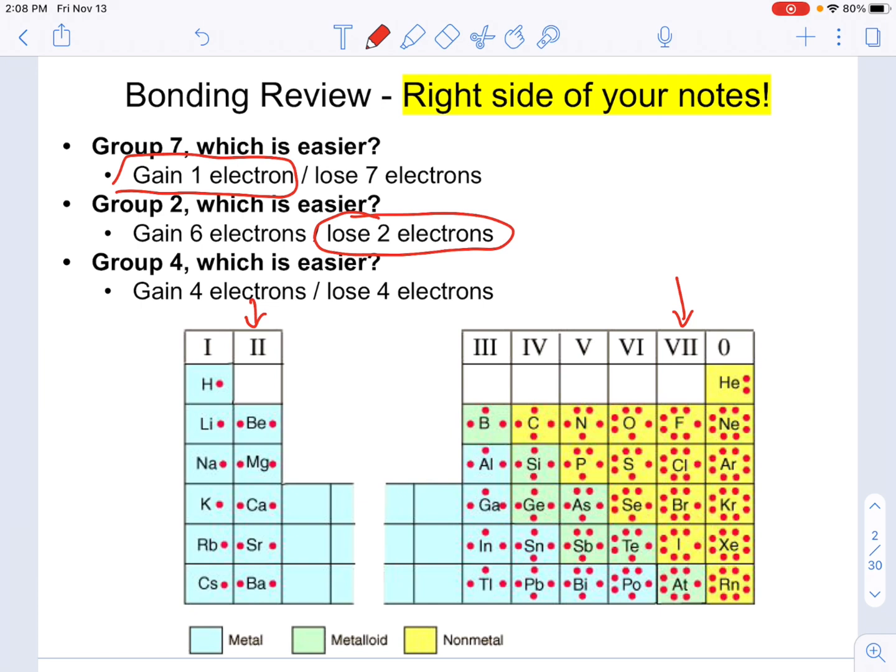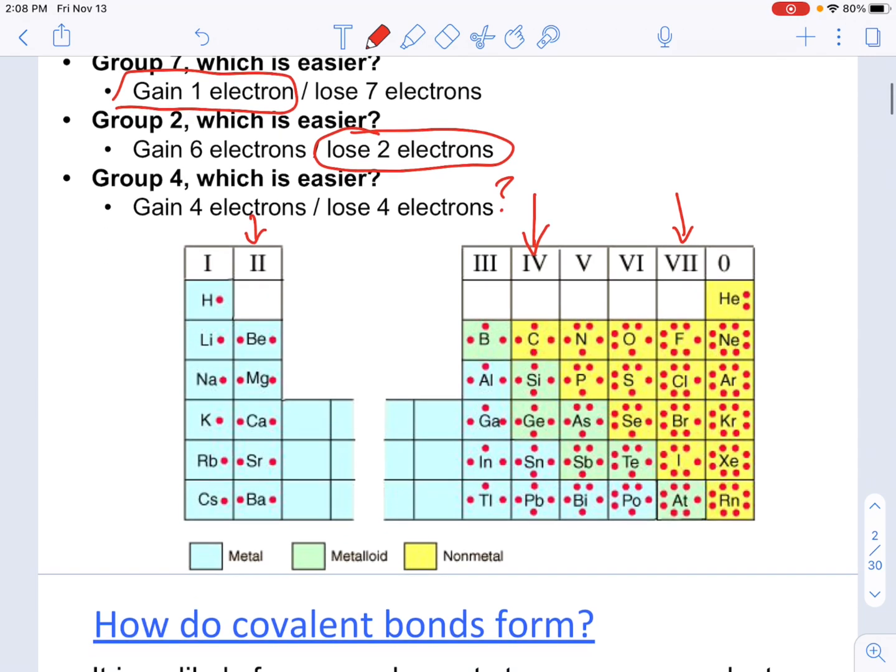And what about group 4? In group 4, they all have 4 outer electrons. What's going to be easier, to gain 4 electrons or lose 4 electrons? Well, that's kind of where we are not really sure. It's not really energy efficient to do either. So let's take a look at what could happen.